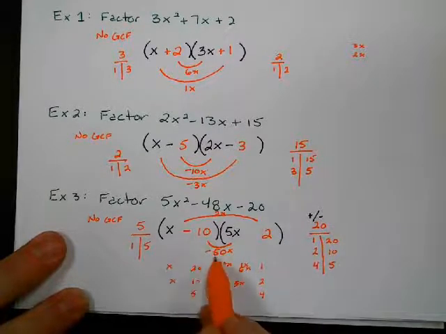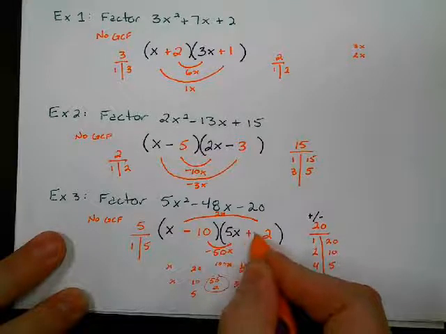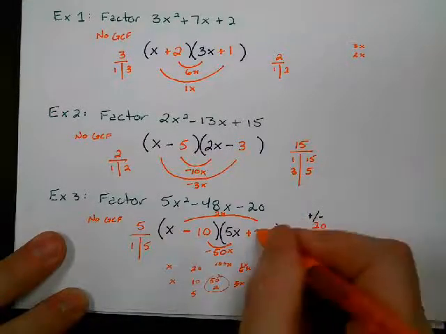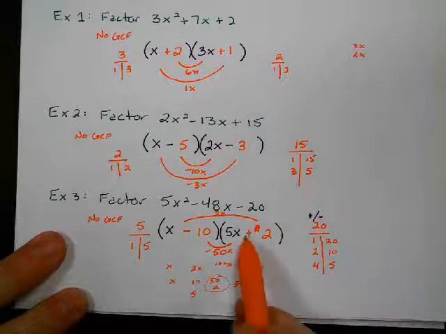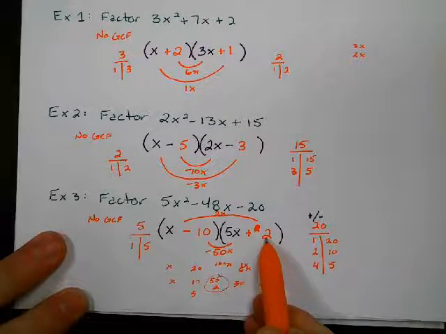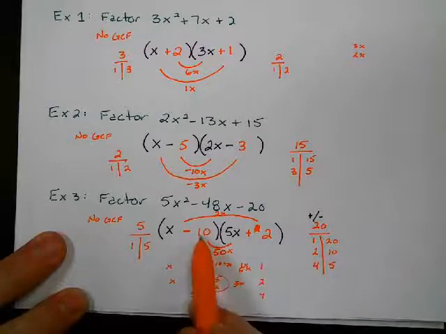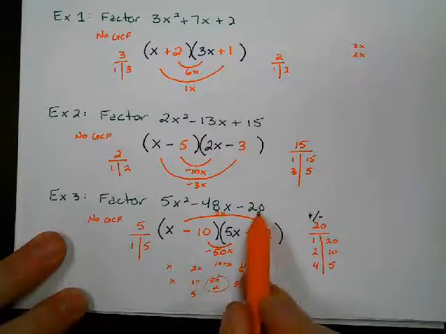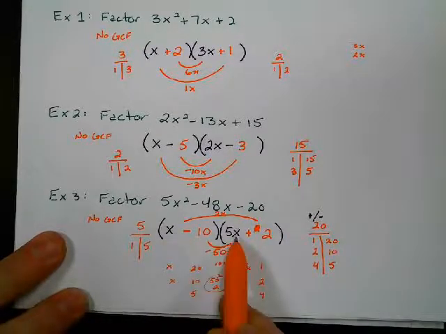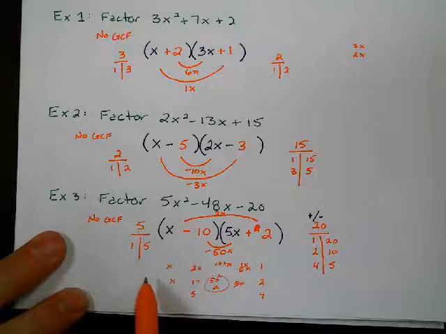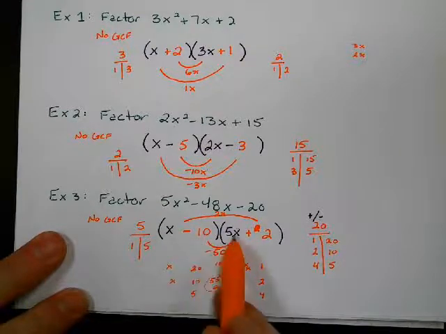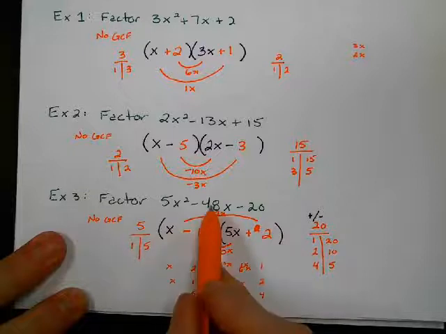And that would mean this would need to be positive 2. Positive 2 over here. Now let's double check our answer. Negative 10 times 2, is that negative 20? Yep, it is. Is x times 5x squared? Yes, it is. Is negative 50x plus 2x negative 48x? Yes, it is. So we've got our answer there.